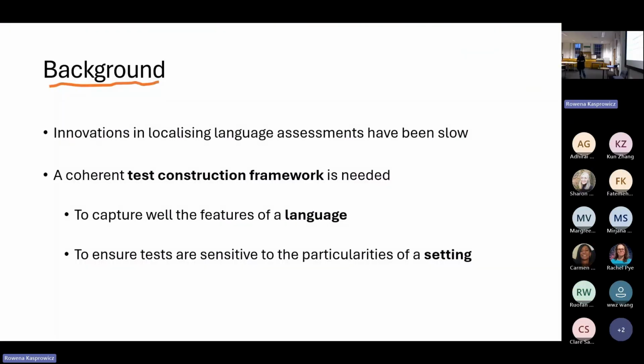And there perhaps is a need for a coherent assessment development framework. And I'd like to focus on a framework which is driven by the features of the language and driven by the particularities of the setting. And I'll try and explain what I mean by these two.